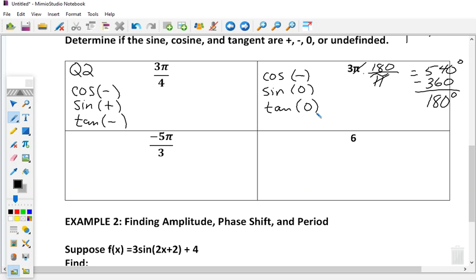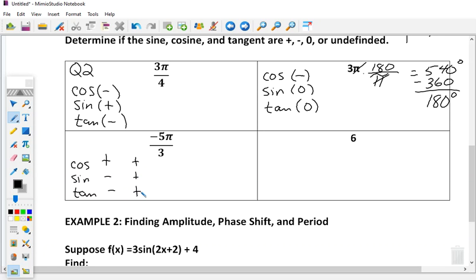Okay, what'd you guys come up with for negative 5 pi over 3? What do I say? Positive cosine, negative sine, and then negative tangent? How many agree? How many have something different? What'd you have? I had them all positive. All positive? How many had all positive? Okay. Let's talk real quickly.